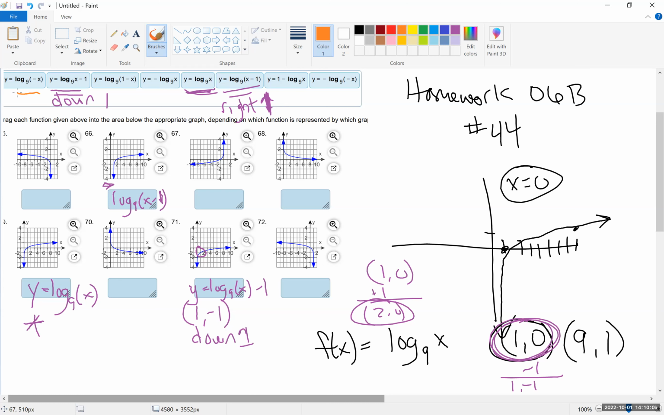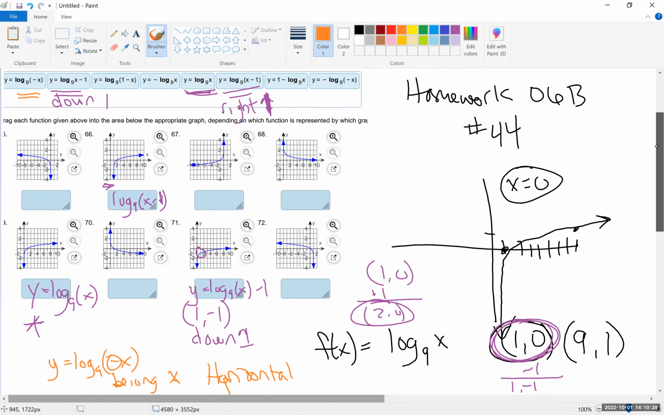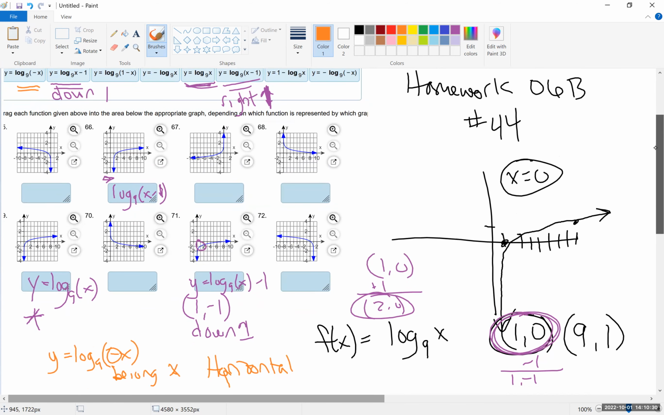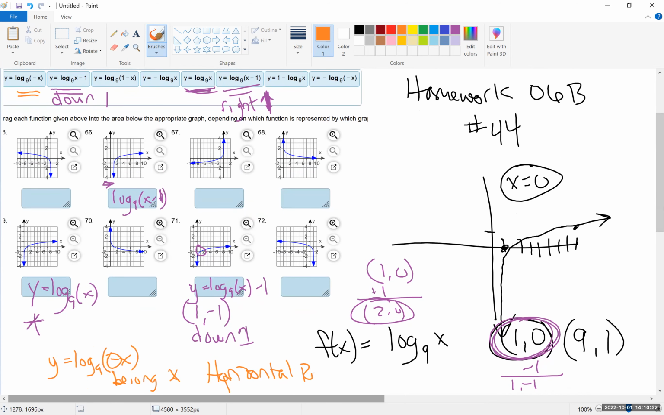All right, so we're going to take care of y equals log base 9 of negative x. This negative belongs with the x. Everything that belongs with the x is horizontal. This is a horizontal reflection. It's fine. It's a horizontal reflection.